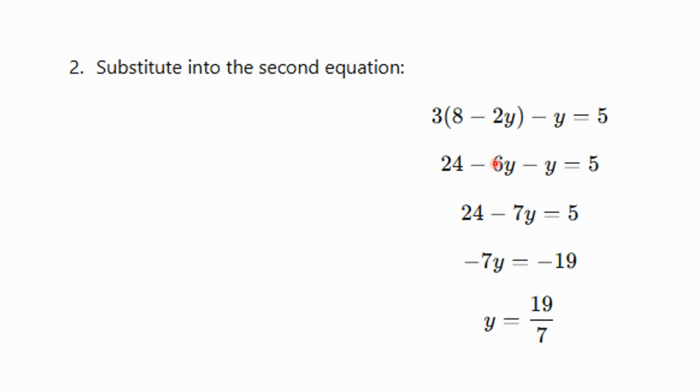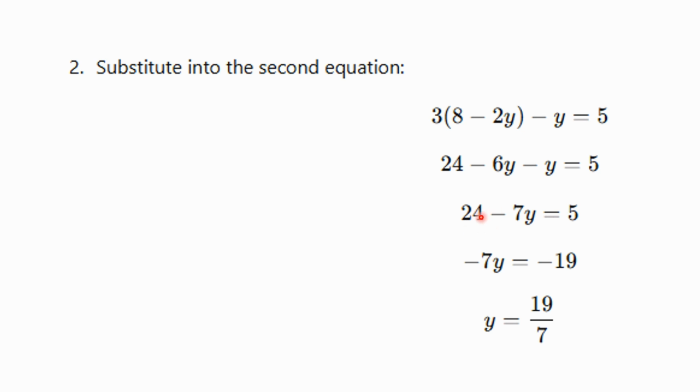Well, you can see we can simplify this further. We got our 24 minus 6y and minus y. It gives us minus 7y. So 24 minus 7y equals 5. Then from here, we just subtract 24 from both sides of the equation. We're trying to isolate the y on the left.